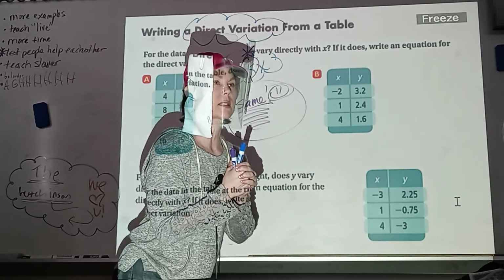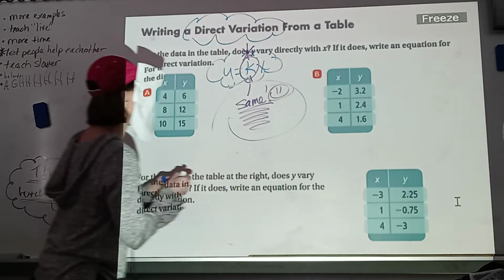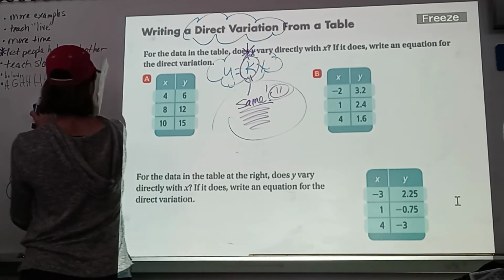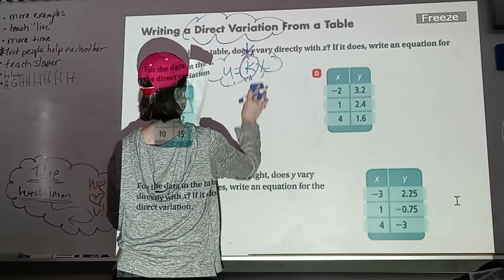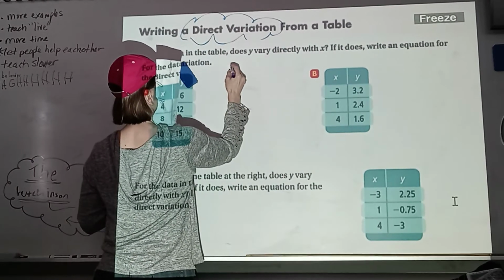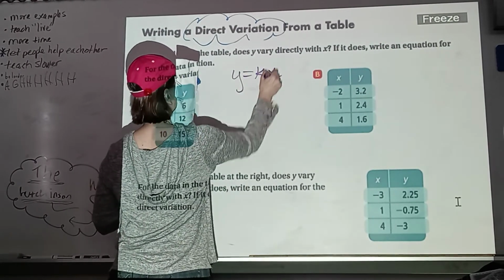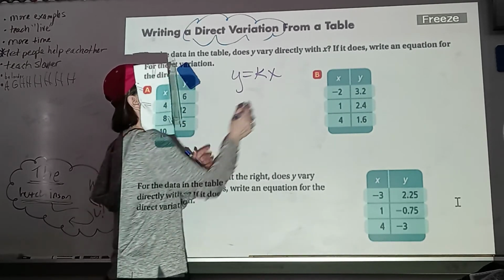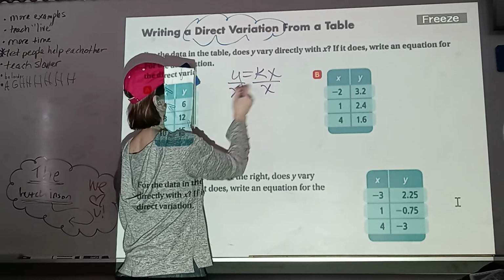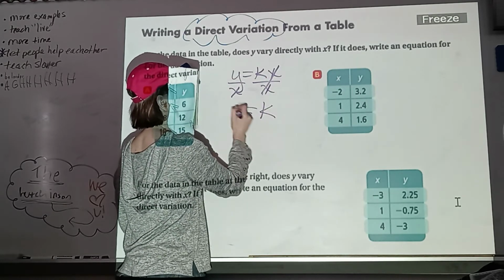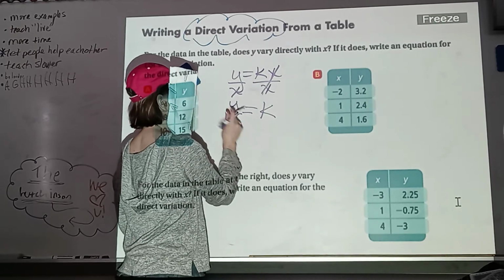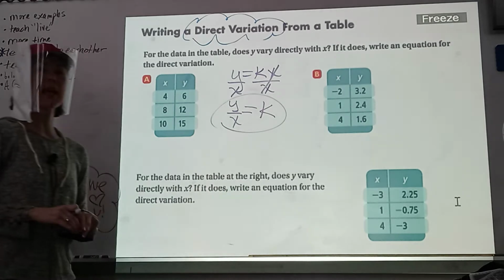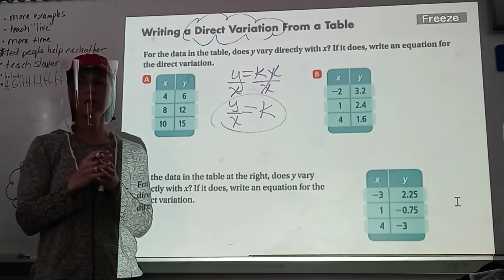This is how you do it with a table. So what you need to do is you need to know what k is. You have to solve for k. How easy is this, you guys? Watch. You have y equals kx. So if we want to know what the k is, we got to get the k all by itself. How do we solve for k? By dividing by x, and we have k equals y divided by x. That's all you have to do.